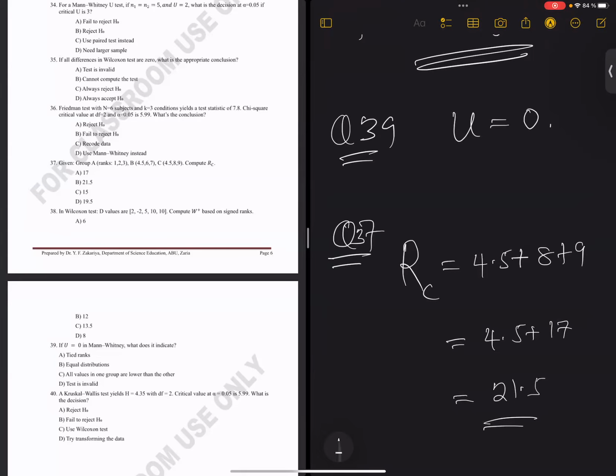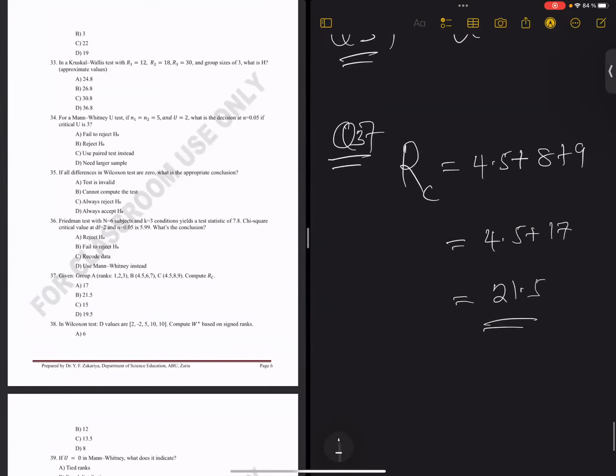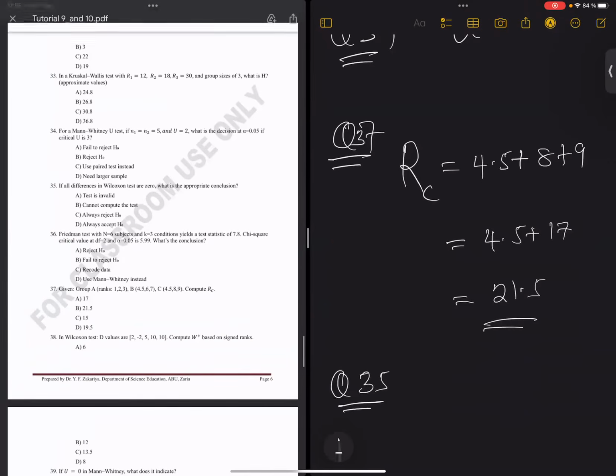Are you okay? These are the simple questions I will ask you. Question 35, Tutorial 10. Question 35 says, if all differences in Wilcoxon test are 0, what is the appropriate conclusion?